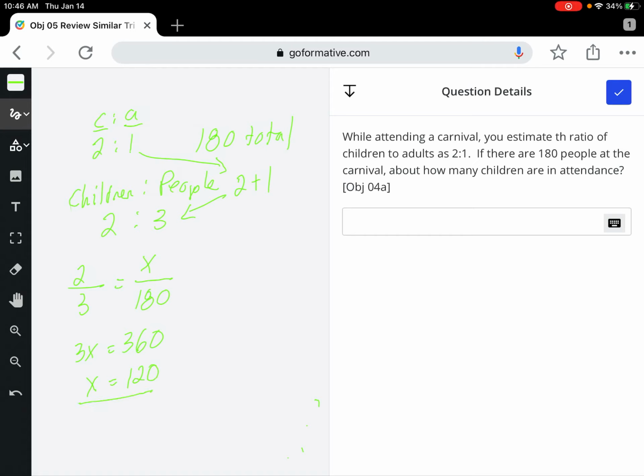The other way is to say if I give you the two parts and the whole, I know it's not going to be 2 children and 1 adult. It's going to be 2 times the number of children plus 1 times the number of adults is going to be equal to 180. And these numbers have to be the same. That's how we got the ratio of 1 to 2. So this would be 3x is equal to 180. We divide by 3. X is equal to 60. And the number of children would be 2 times 60, which would be 120. So either way, it's going to be 120 children.